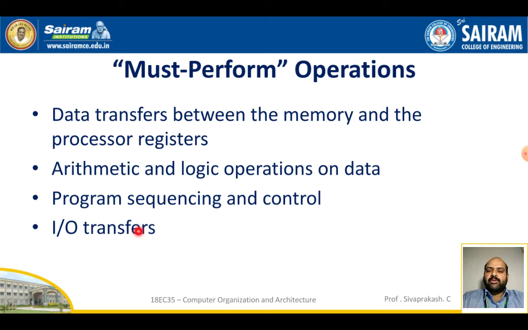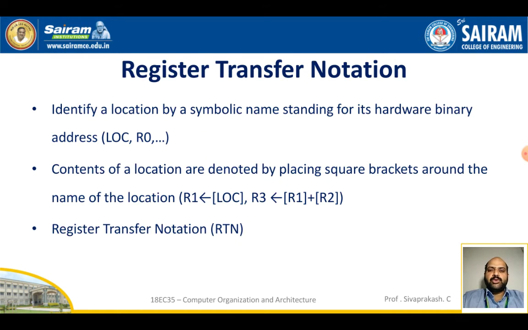Then the last one, the fourth one, is called IO transfer. IO transfer uses two different instructions: data in and data out. Sometimes it may be in and out. In instructions and out instructions are used. These are the four different types of operations in instructions and instruction sequencing.